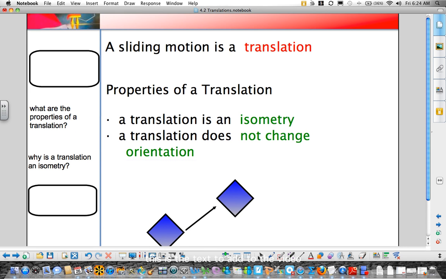And so I think I've already got them uncovered here, but you should put these questions in. What are the properties of a translation? And why is a translation an isometry? Because it doesn't change its size or its shape.